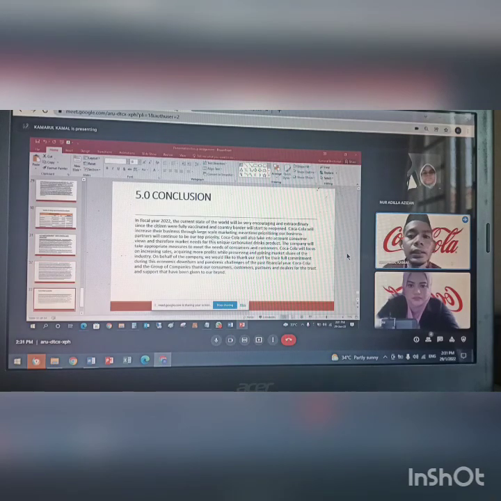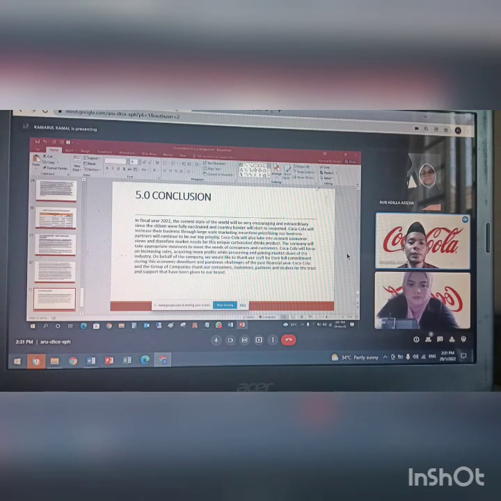So the conclusion is, in fiscal year 2022, the current state of the world will be very encouraging as extraordinary, since the citizens were fully vaccinated and our country, Malaysia, will open its border, and then Coca-Cola will increase their business to large-scale marketing.